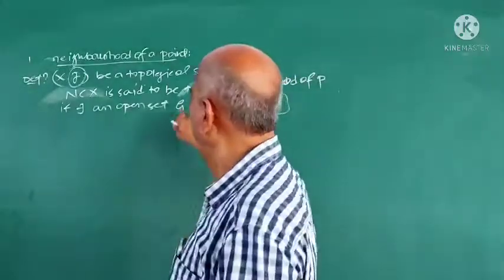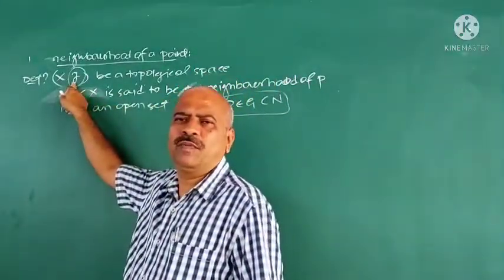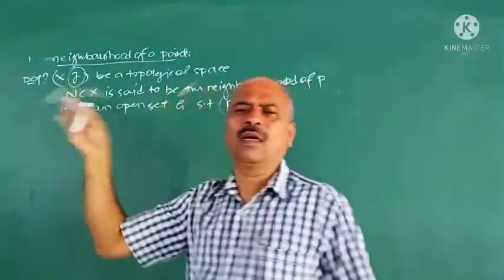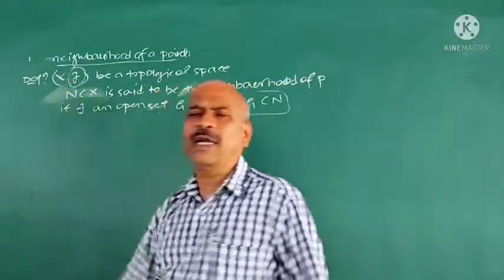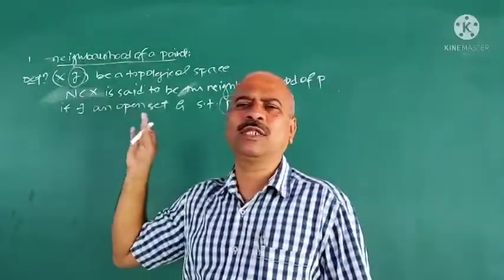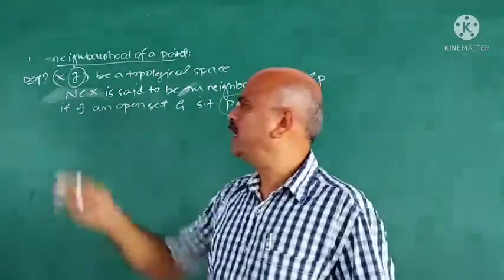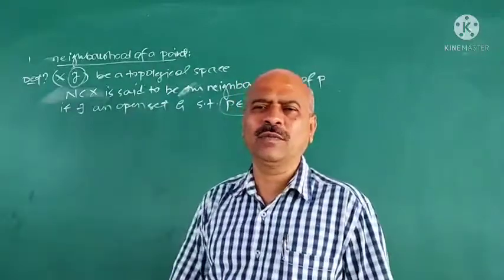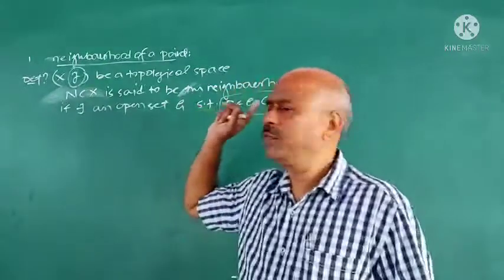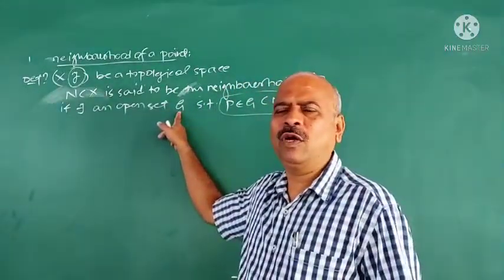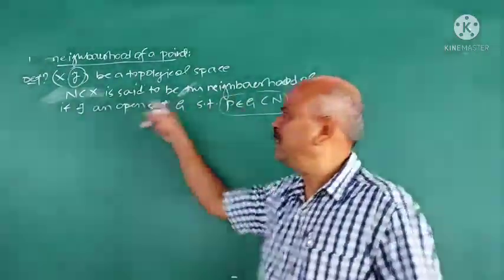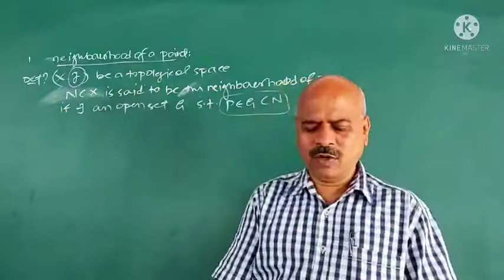And what do you mean by open set? Open set means member of tau. You know that X is suppose a non-empty set. We form a collection of subsets of X. We denote that by tau. And if that collection of subsets of X, denoted by tau, satisfies 4 axioms, then it is called a topology. And the members of tau are called open sets. So G is an open set belonging to tau, such that P belongs to G and G must be contained in N. Then N is called neighborhood of the point.